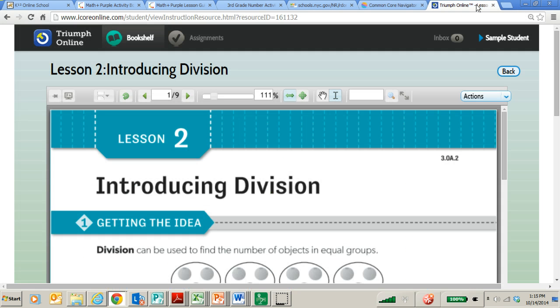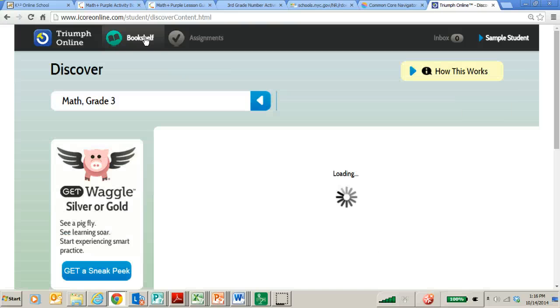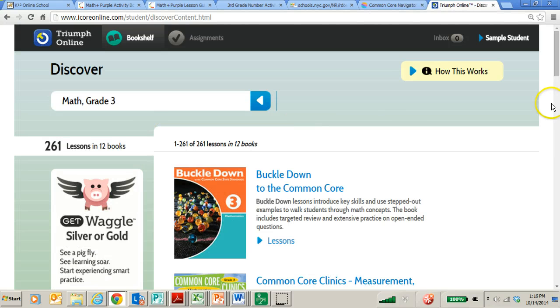And last but not least, I also want to talk about our excellent resource that we have called Triumph. When you go to the bookshelf feature, you can simply select the grade level and the content that you're working on. So I selected Math 3rd grade, and one of the books that I'm going to talk about today is called the Coach Performance Book.